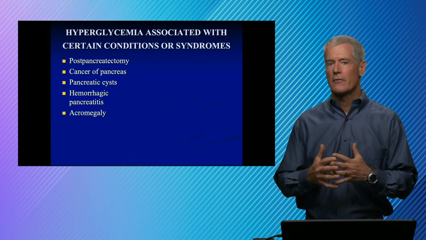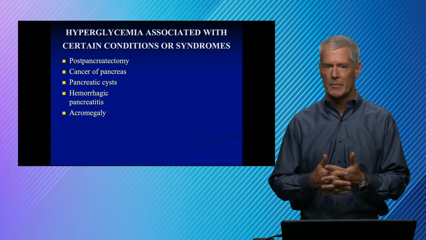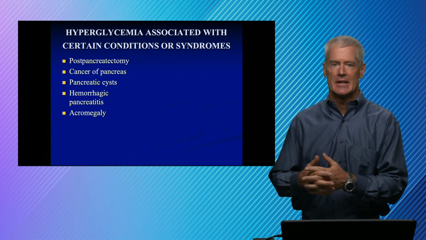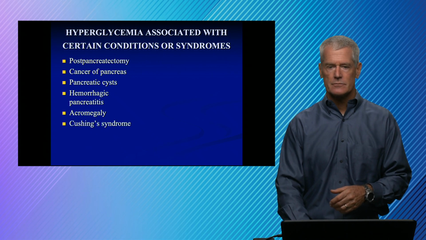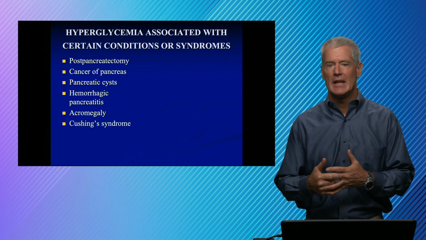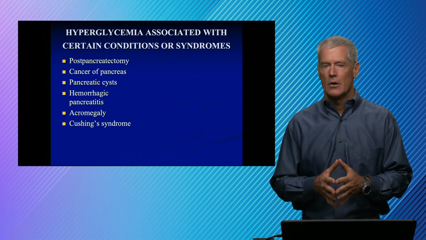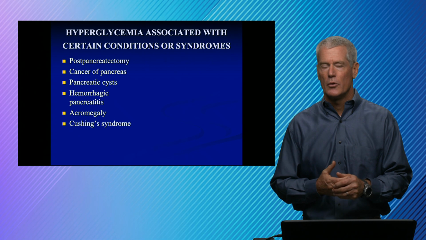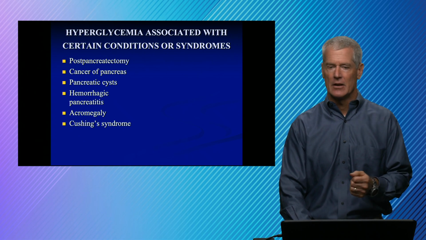Acromegaly, and so if you remember our first slide, the acromegaly is caused by an excess of growth hormone. And if you have too much growth hormone, then that's an insulin antagonist, and you get hyperglycemia. Cushing syndrome really is any increase of excess cortisol. So cortisol acts through gluconeogenesis and causes hyperglycemia, so that's a common finding in Cushing syndrome.